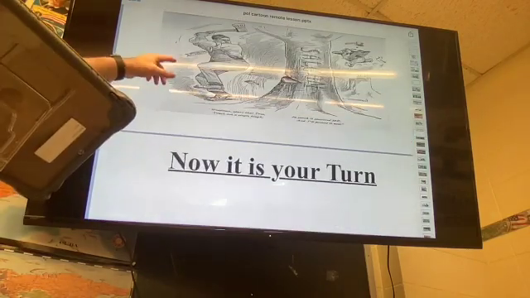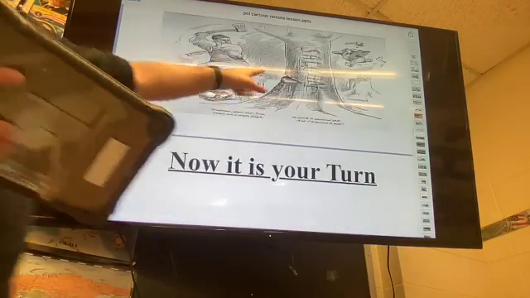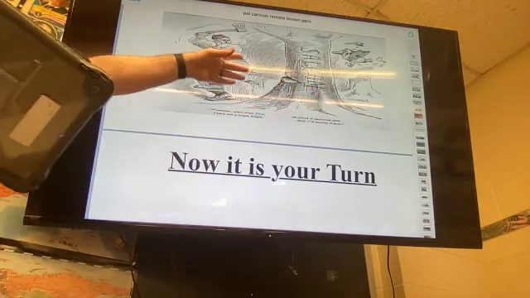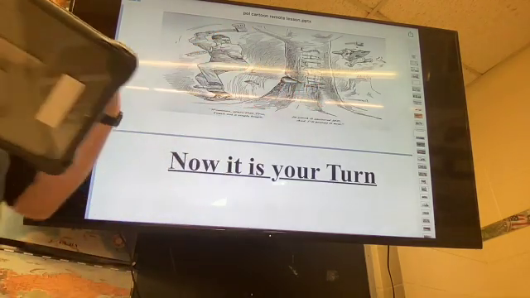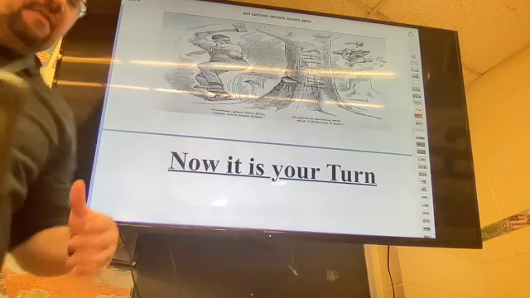Let's go one more example. You have Prohibition Party, and they're chopping down a saloon that sells alcohol, and it says vote. In other words, vote for this idea of passing the 18th Amendment.